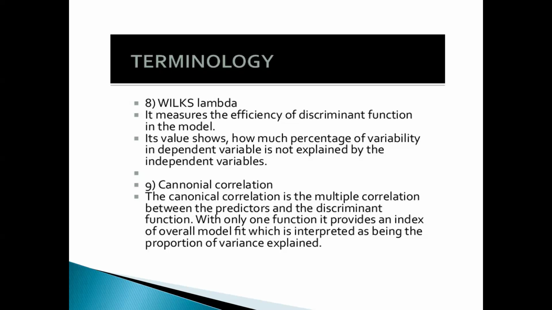With only one function, it provides an index of overall model fit, which is interpreted as the proportion of variance explained. Since it is the multiple correlation, the square of that will represent the coefficient of determination. So these two, Wilks lambda and canonical correlation, are complementary parts of the study.